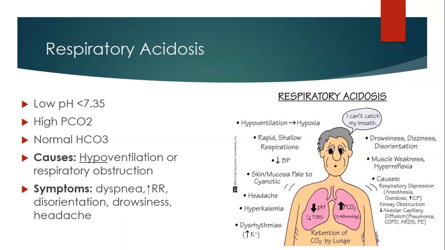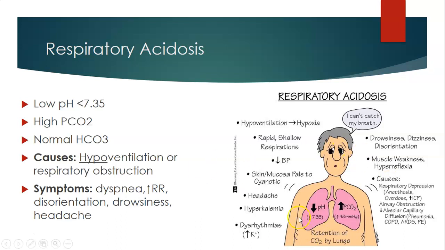So some causes of respiratory acidosis are going to be really anything that perpetuates hypoventilation or respiratory obstruction. So this might be anesthesia, overdose, again, anything that's going to cause someone to breathe slower or not very deep, or respiratory obstruction. So someone experiencing a pulmonary embolism, potentially some pneumonia, COPD, pulmonary edema. Big symptoms of respiratory acidosis are going to be difficulty breathing, increased respiratory rate, disorientation, drowsiness, headache.